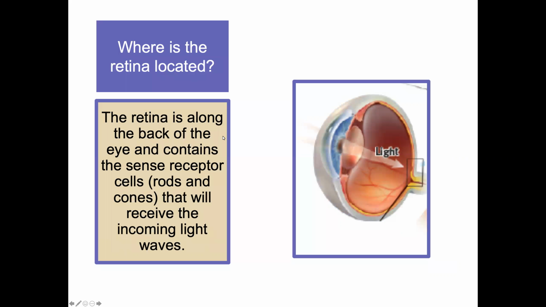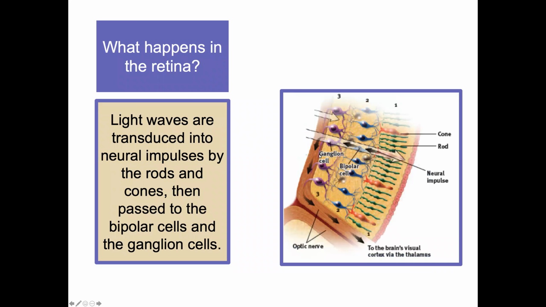So where is the retina located? It's located along the back of the eye and contains the sense receptor cells, the rods and cones that receive the incoming light waves. So this is a little bit about what happens within the retina. Light waves are transformed or transduced into neural impulses by the rods and cones and then pass to bipolar cells and ganglion cells. This is just a little image of what that looks like, blown up really big, obviously.